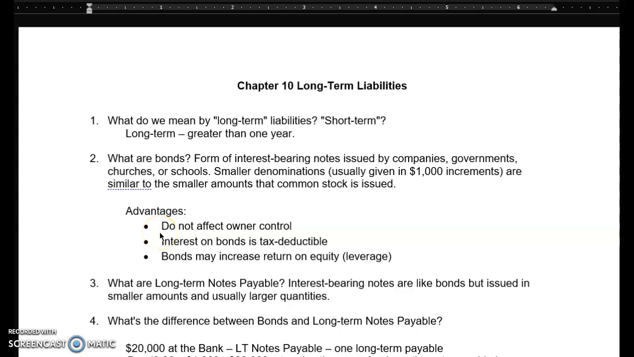Chapter 10, we're going to really focus on long-term liabilities, specifically, and right now we're just going to look at bonds. Bonds are like debt, or bonds are debt. Most of the time, they're long-term debt. And as a review, long-term means greater than 1 year. Short-term would be less, right?